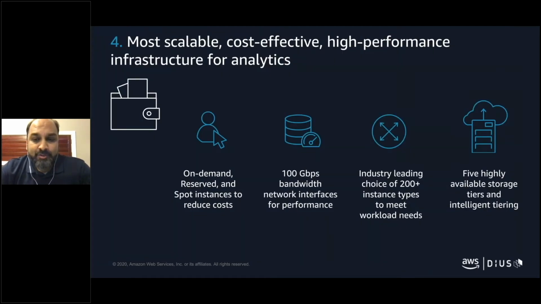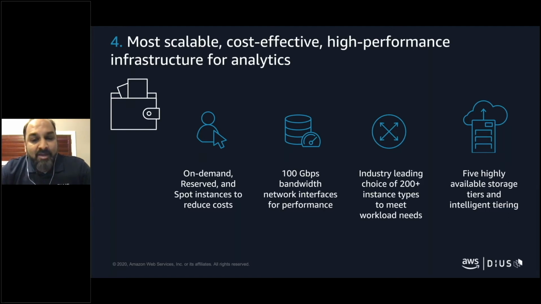Analytics requires robust storage and compute to get performance at the right cost. Amazon EC2's industry-leading collection of instance types, reserved instances, and spot instances make choosing the right compute for your analytics workload simple. And 100 gig per second network interfaces provide an order of magnitude more bandwidth between storage and compute, increasing performance and reducing costs. Amazon EC2 provides over 200 instance types to meet the needs of any workload. Amazon S3 provides the world's highest availability with 11 nines of durability, making S3 uniquely well suited for data lake storage. In addition, S3's 5 storage tiers and intelligent tiering make storing vast amounts of data less expensive and easier to manage.